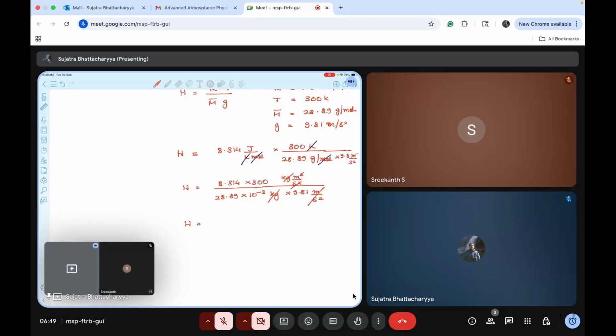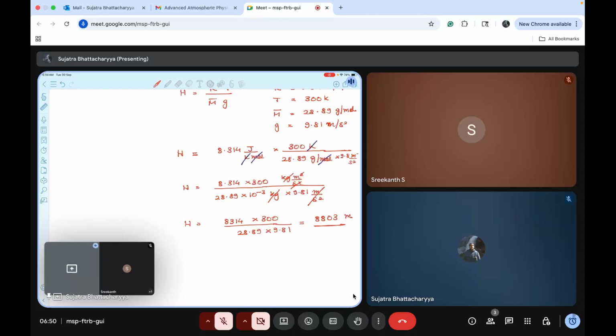And now if you just calculate all these things, 10 to the power minus 3 can be put in the numerator. So it becomes 8314 into 300 divided by 28.89 into 9.81. You can make 9.81 as 10 and try to solve. So finally, the expression will come out to be about 8803 meters or roughly 8.8 kilometers. So that is the scale height.